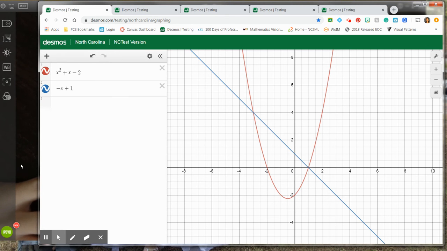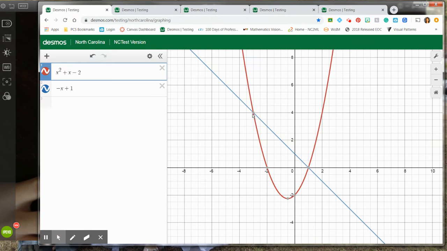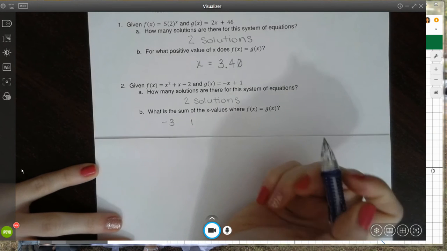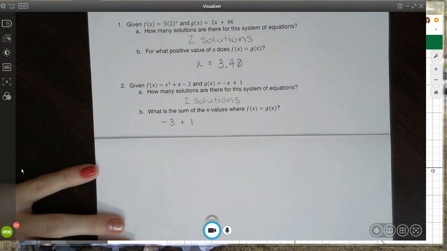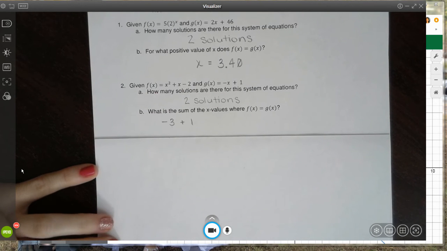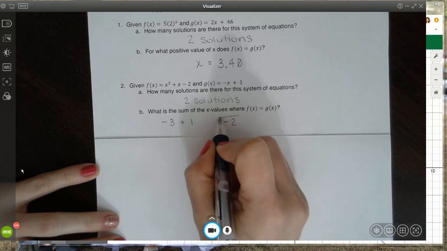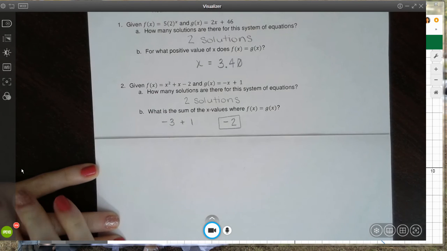And the second part of this question is asking for the sum of the x values where my functions are equal to each other. So I need both intersection points, and I need the x values for both intersection points. So I have -3 and +1. And since it's asking for the sum, I have to add these 2 things together, because these are my 2 x values where my quadratic and my linear function intersect. So the sum of these 2 things together is going to be -2.